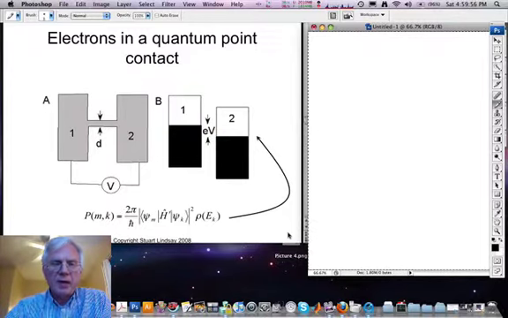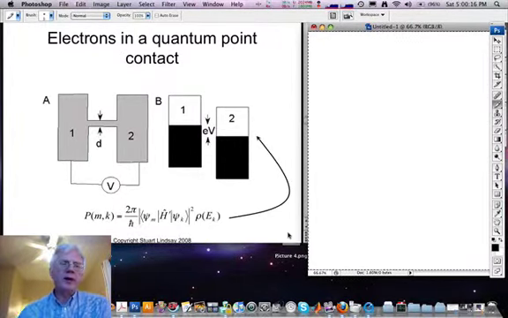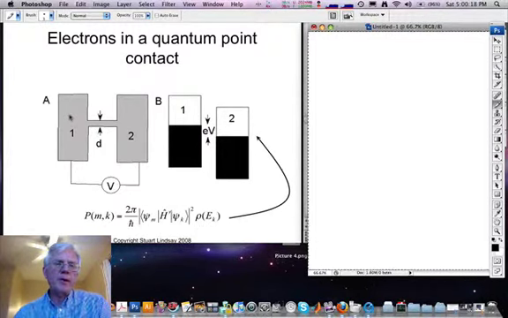We have some understanding of how electrons behave in bulk materials. We're ready to turn to examine the first of our nanoscale phenomena. By far the most important, I think, is what happens in a very small contact. So I'm showing here two reservoirs of electrons, two metals, connected together by a tiny channel.